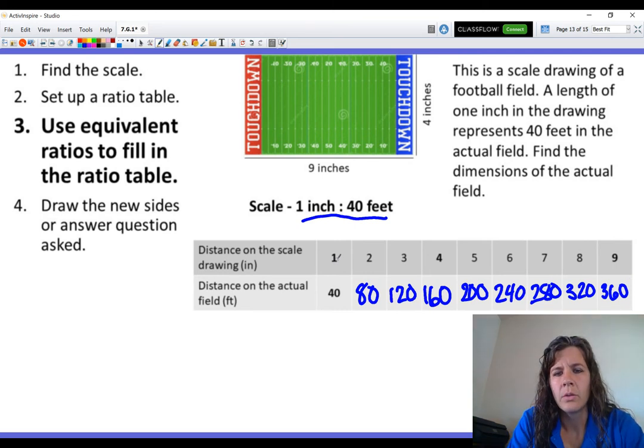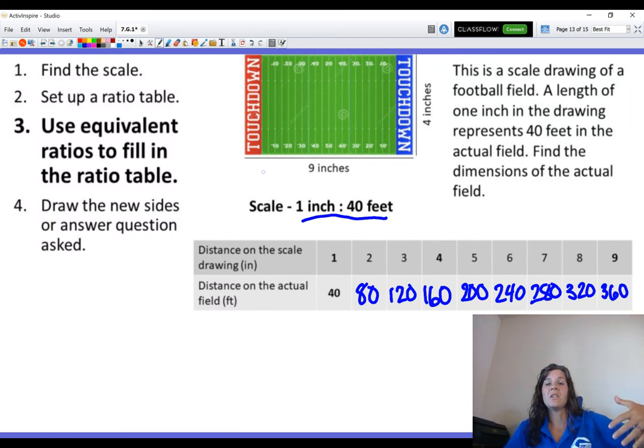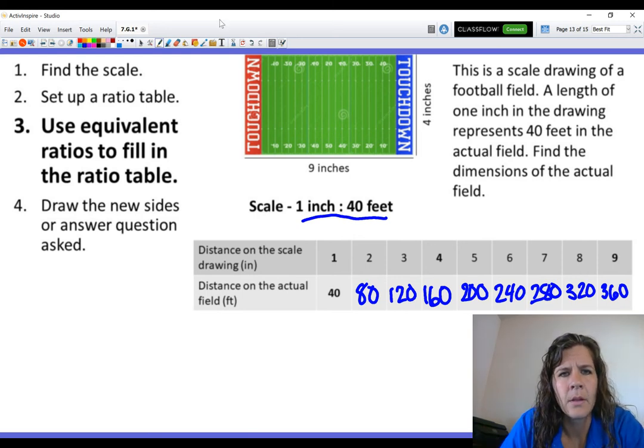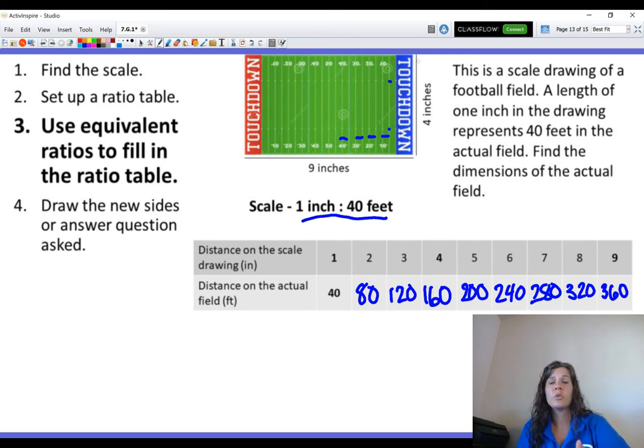How did I do that? Just multiplied. If there's 1 inch on here, that means every inch has to represent 40 feet. I could look at each of these little pieces too and see how far away the yard lines or the hash marks have to be from each other, or how far in they are, just by saying for every inch on this drawing, I have 40 feet on the field. So now we could take this and go out in a field and draw it.